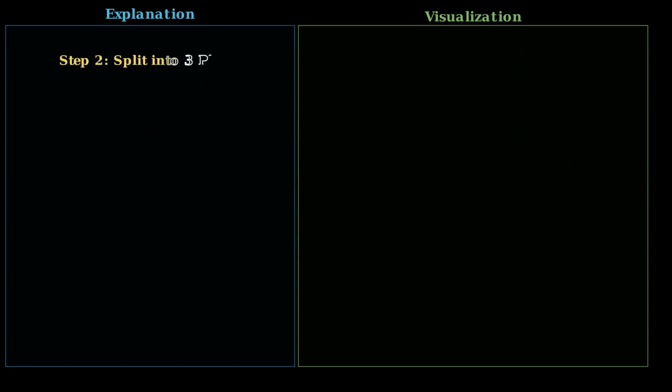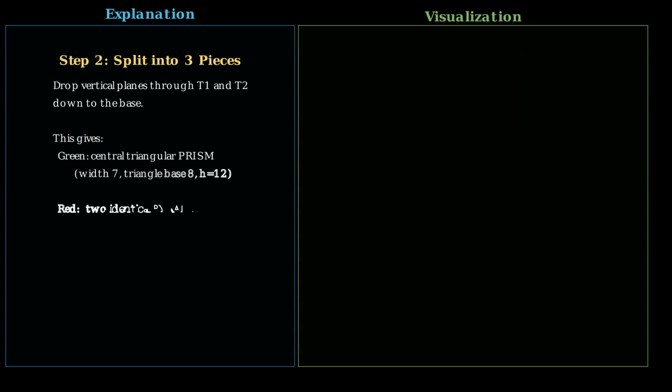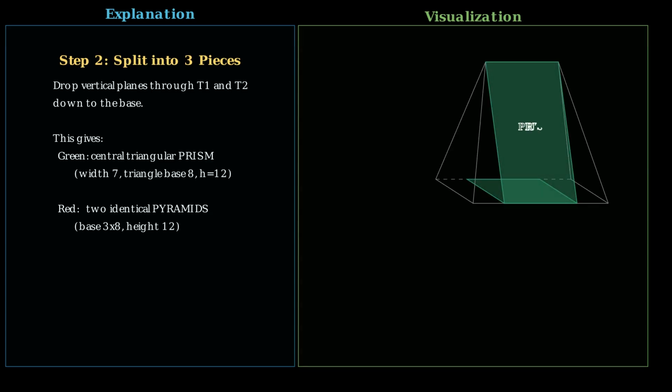Step 2. Split the pentahedron into 3 pieces. The key idea is to drop vertical planes through the 2 ridge endpoints T1 and T2 down to the base. T1 is 3 units from the left end. T2 is 3 units from the right end. This splits the solid into 1 central triangular prism of width 7, and 2 identical pyramids on the left and right, each with a 3 by 8 rectangular base and height 12.